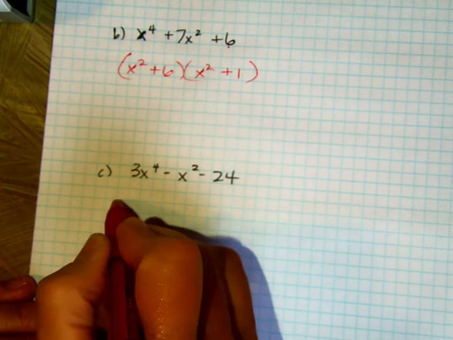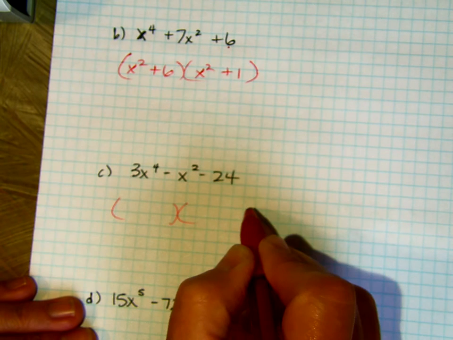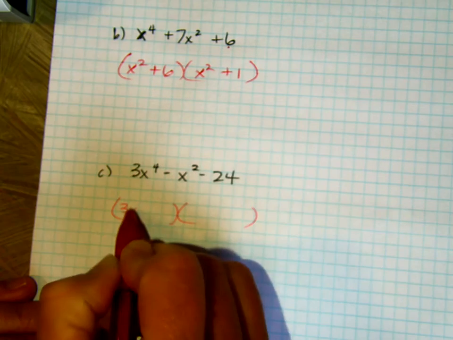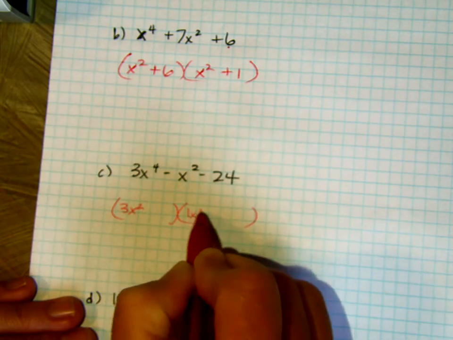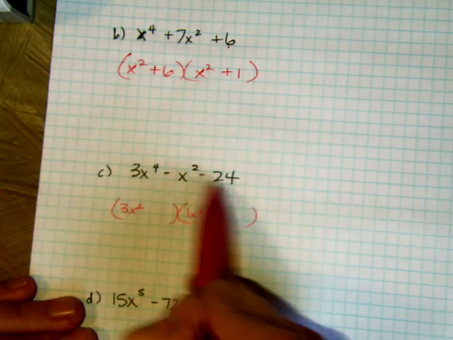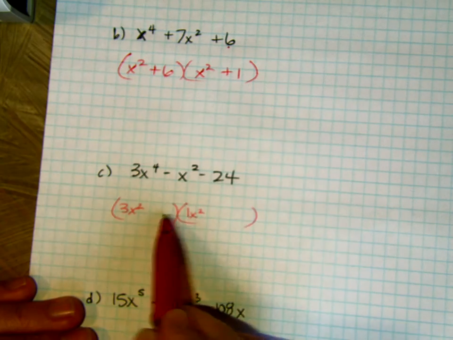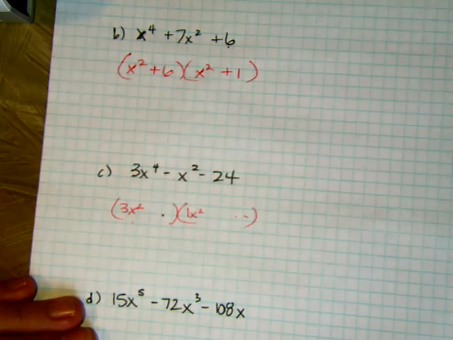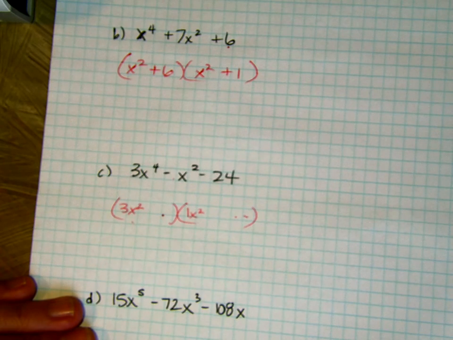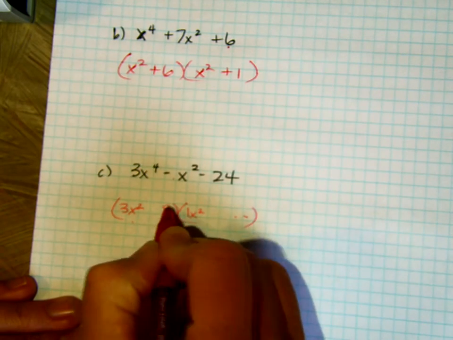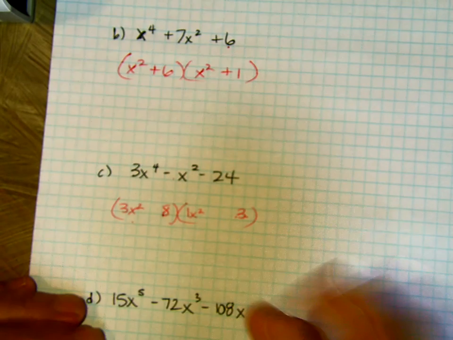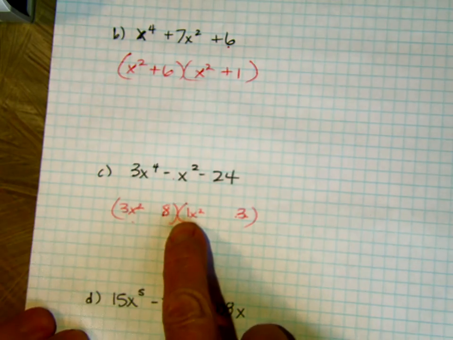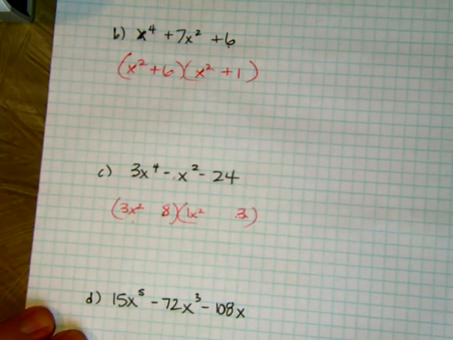A leading coefficient other than 1 causes us to think about it, although we know it has to be a 3 and a 1 to make a 3x squared. Now I have to find factors of 24 that when I throw them in there and I outer and I inner, I get a negative 1. How about 8 and 3? Yes, because if I put 8 here and 3 here, my outer term will be a 9. My inner term will be an 8. That'll certainly somehow combine to be 1.